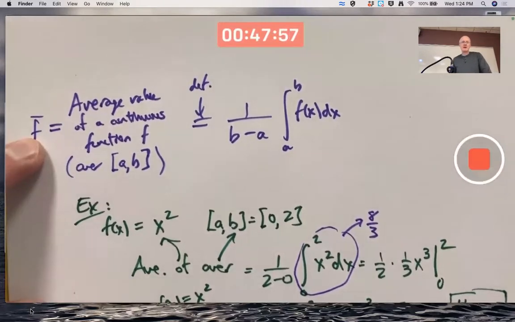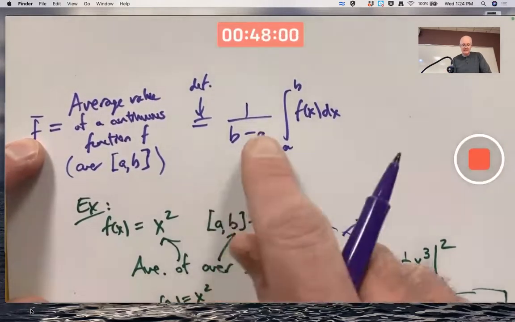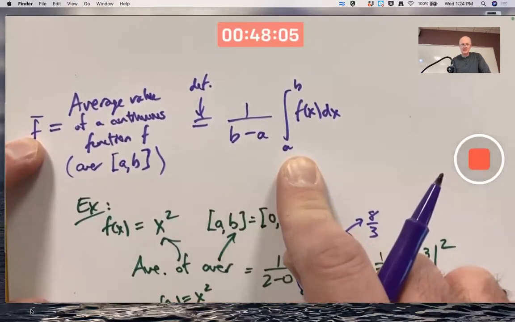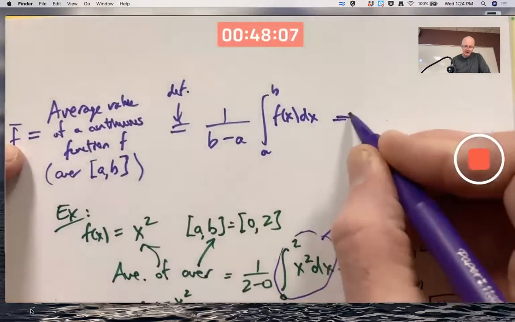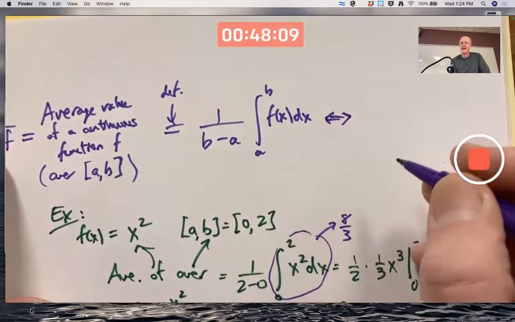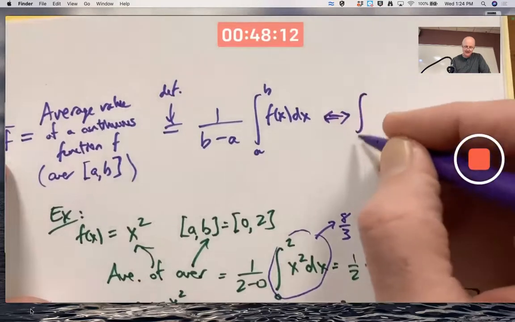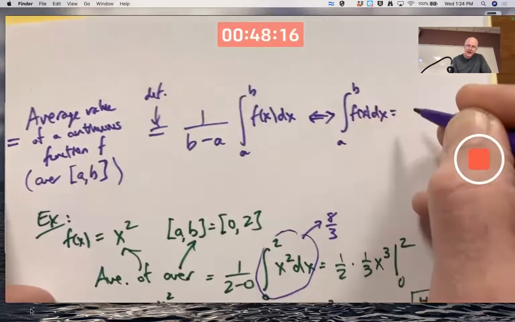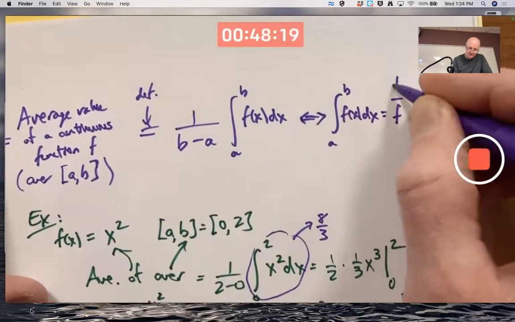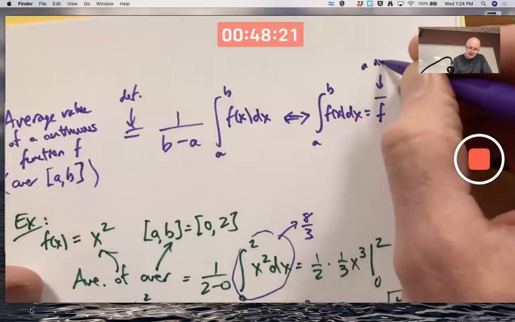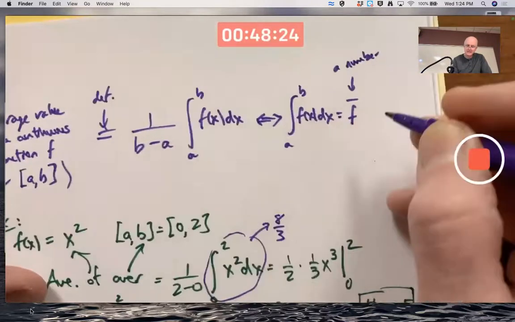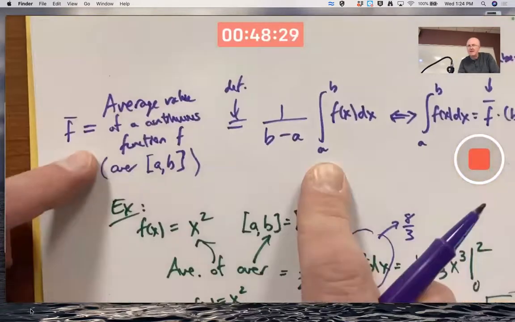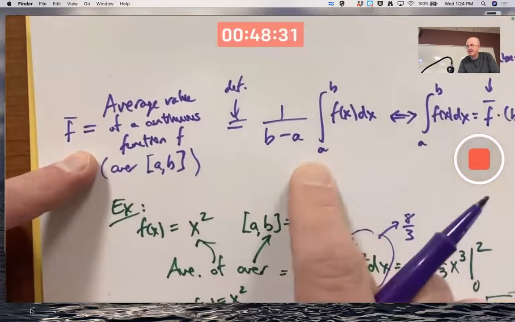F bar, the average value of F, which is a number, not a function, is 1 divided by the length of the interval times the integral of F over the interval. I can rewrite this equation by multiplying both sides by b minus a. I can say the integral of F is the average value F bar, that's a number, not a function, times b minus a. Right? Just multiply both sides by b minus a. It'll cancel on that side.